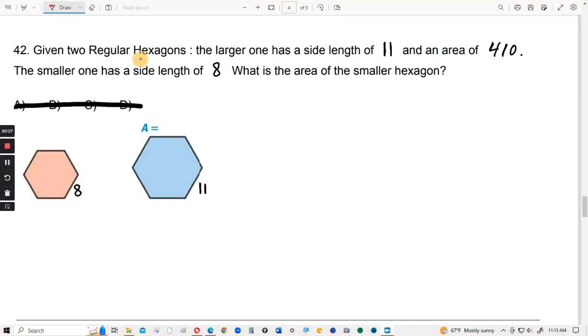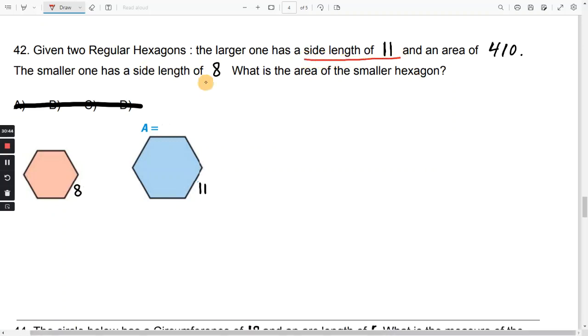Alright, given two regular hexagons, the larger one has a side length of 11 and an area of 410. The smaller one has a side length of 8. What is the area of the smaller hexagon? Alright, so we have the side lengths. One of the side lengths is 11 and the other side length is 8. And we have one area and we don't know the other area. Okay, so the area is 410. I meant to put that in here.